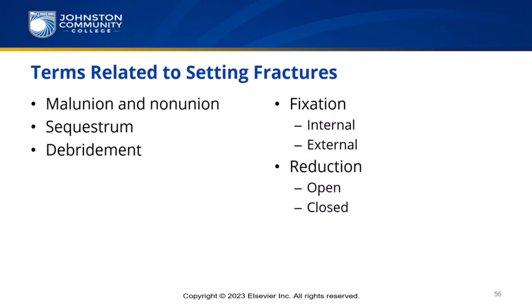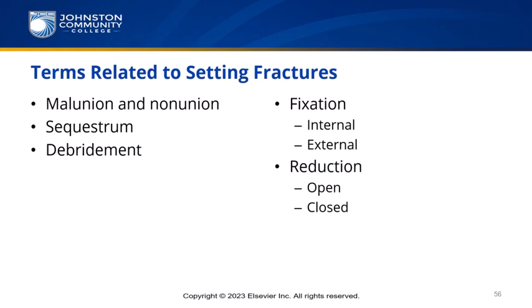Now let's look at some terms related to setting fractures. In order for a broken bone to heal, it usually needs attention. A fracture that does not mend and realign correctly is termed a malunion, mal meaning bad. If the fracture does not heal at all, it is termed a non-union. Sometimes pieces of bone are broken off when the fracture occurs. These pieces of bone will not have a blood supply and will die. Each fragment is then referred to as a sequestrum. The preparation for setting a fracture requires cleaning the site of the wound and removing any foreign bodies or debris. The process of doing this is called debridement.